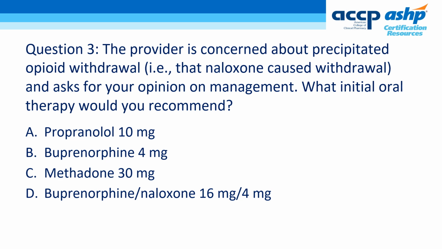All right, question 3. The provider is concerned about precipitated opioid withdrawal from the naloxone that was given by the police officer and asks for your opinion on management. What initial oral therapy would you recommend? A, propranolol 10 milligrams, B, buprenorphine 4 milligrams, C, methadone 30 milligrams, or D, the combination product buprenorphine naloxone, and give 2 of the 8 milligram, 2 milligram films for a total of 16 milligrams of buprenorphine and 4 milligrams of naloxone.